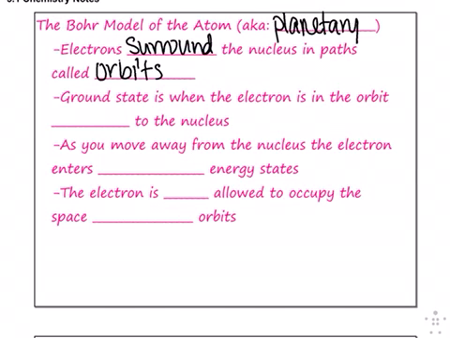The ground state is when the electron is in the orbit closest to the nucleus. As you move away from the nucleus, the electron enters higher energy states. So the bigger the atom, if an atom is supposed to have more electrons, the electrons have to move into these outer energy levels. The electron is not allowed to occupy the space in between the orbitals.